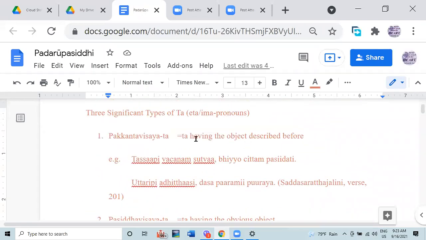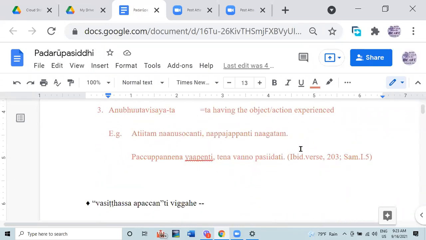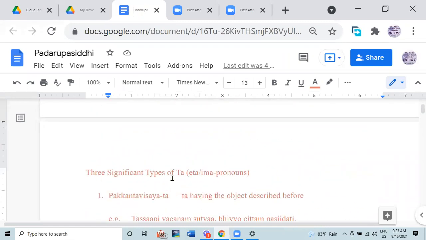Okay, so three types of ta. Whenever you read Pāḷi text, you will definitely encounter these three types of ta. In our Dhammacariya examination also, such questions come. Every paper, such a question comes, because it's important to know.